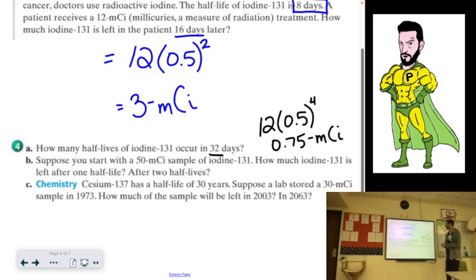Suppose you start with a 50 millicurie sample. How much is left after 1 half-life? What's half of 50? 25. How about 2 half-lives? What's half of 25? 12.5 millicuries.